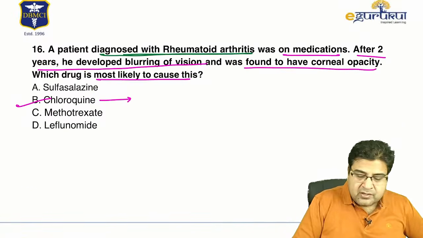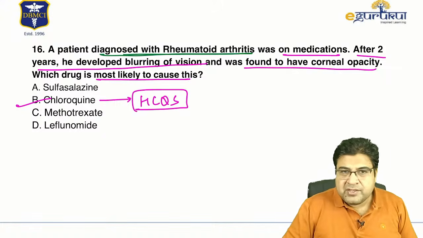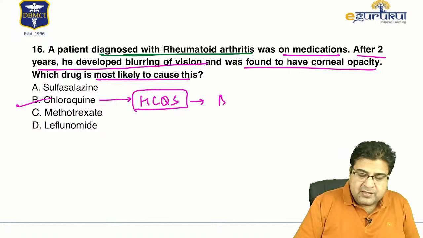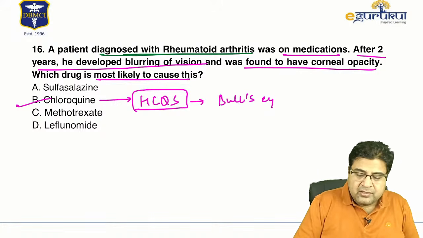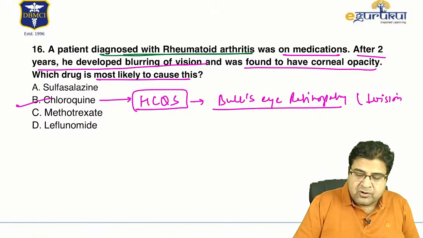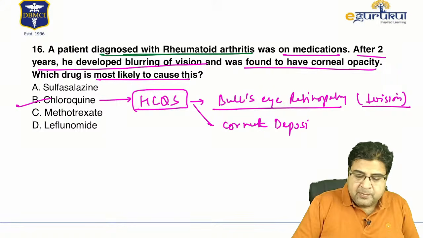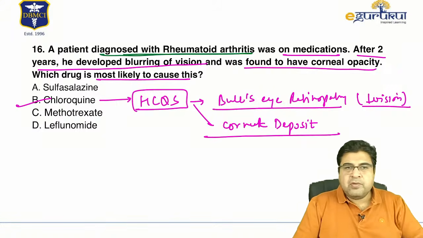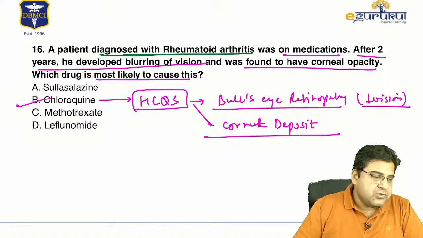Now, guys, chloroquine is used in the form of HCQS, hydroxychloroquine sulfate, and this medicine can cause bullseye retinopathy as a manifestation. That's why the patient's vision has gone down. Plus, this medicine also gets deposited in the cornea. So this is the problem seen with HCQS: it can lead to bullseye retinopathy and corneal deposits.